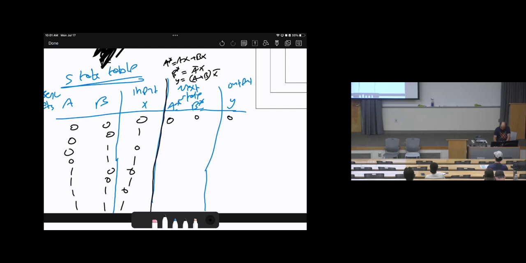If X is 1, but A and B zeros, this will make it 0. Then if X is 1 and A bar, this will make it 1. Then this will make the output zero. Then for 0, 1, let's substitute B is 1. We have X is 0, therefore A star will be 0. For B star, A is 0, A bar is 1, but X is 0, this will make it 0. Then for Y, we have A is 0, B is 1. 0 plus 1 will be 1. X bar, 0 bar will be 1. This will make it 1.